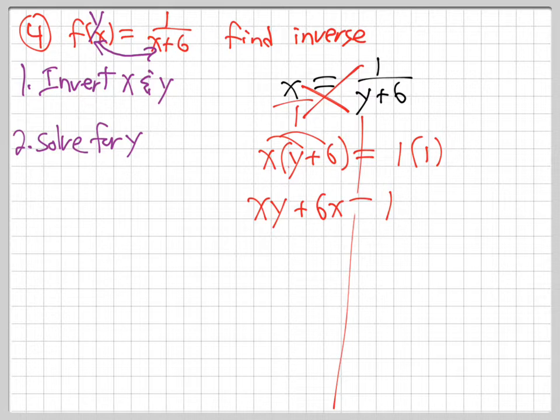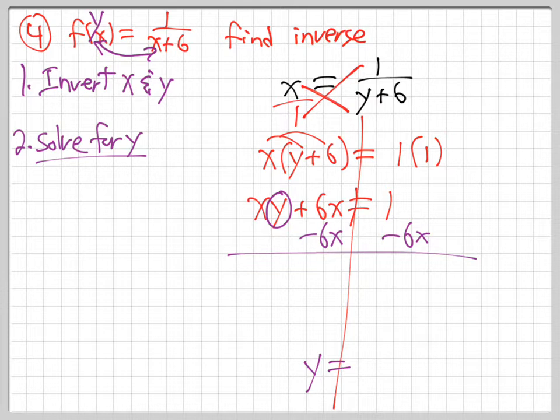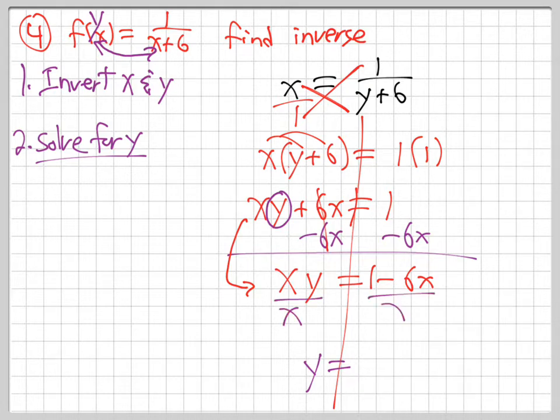So here we go. Now, what are we doing now? Solving for y. Y is right here, and he's saying, I want to be alone. Get rid of all this stuff so I can be alone. So our first step is to subtract 6x from both sides. This is gone. So this just drops down. xy is 1 minus 6x. And now what do we do to finish getting y alone? Divide by the x. Boom.